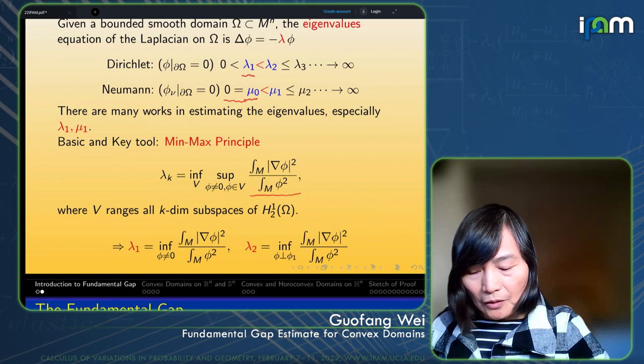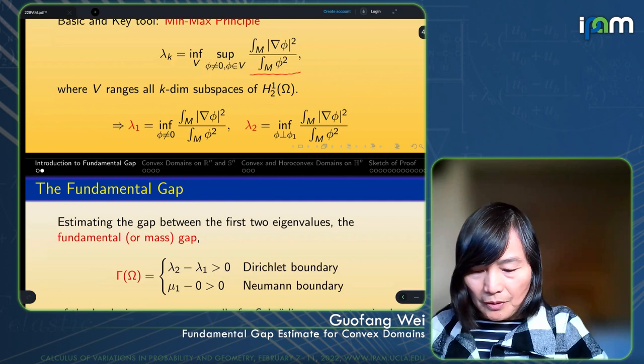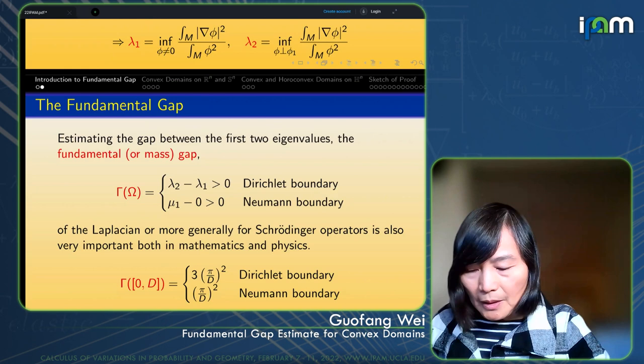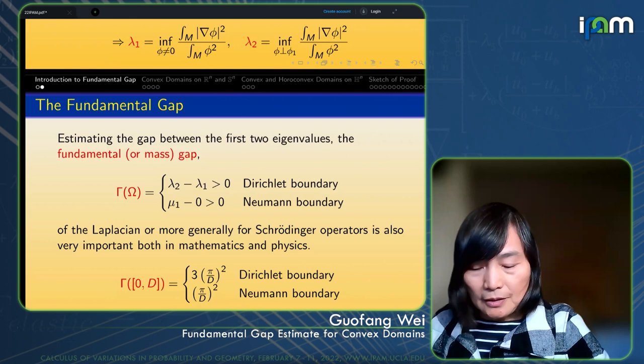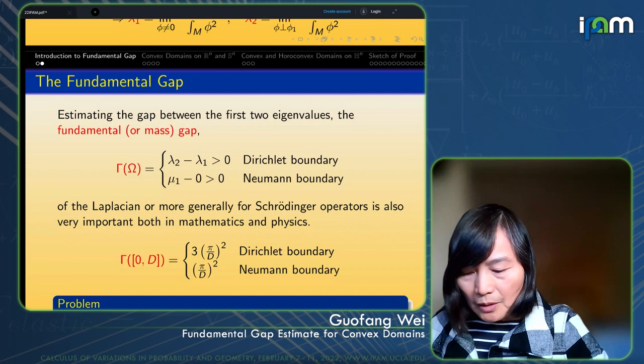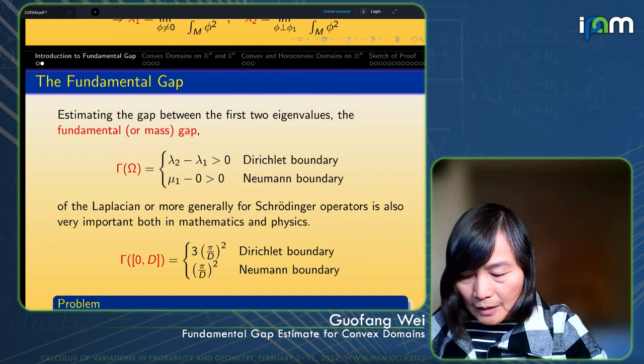When we refer to the fundamental gap, it refers to the difference of the first two eigenvalues. Since the first eigenvalue is simple, the gap is always positive. But in the Neumann case, it's simpler because the first one is zero, so it's really just the first non-zero eigenvalue. So it's much better studied in this case. There's lots of interest in this. You can also consider general Schrödinger operators, which in physics represent the energy levels in quantum physics.